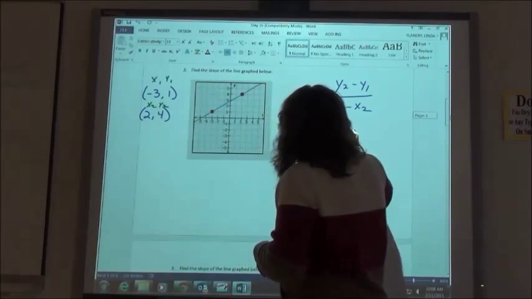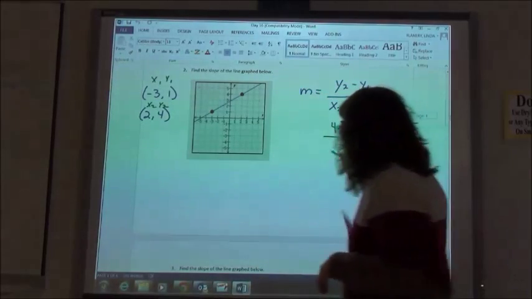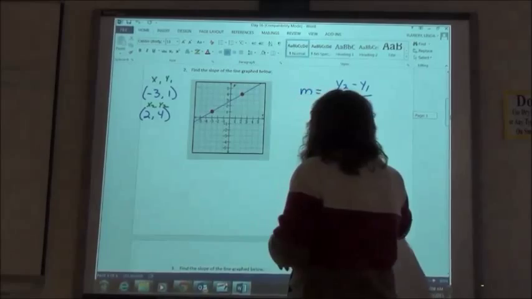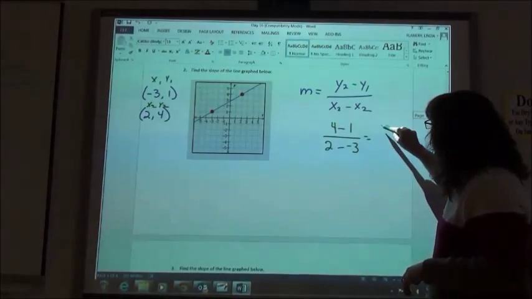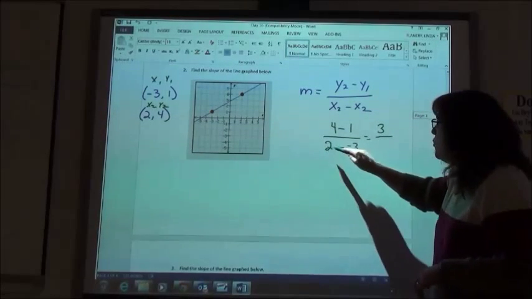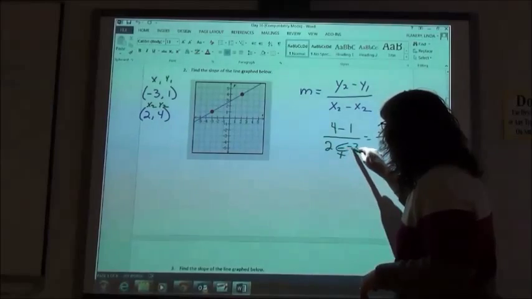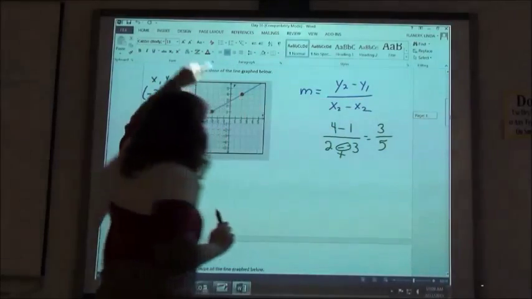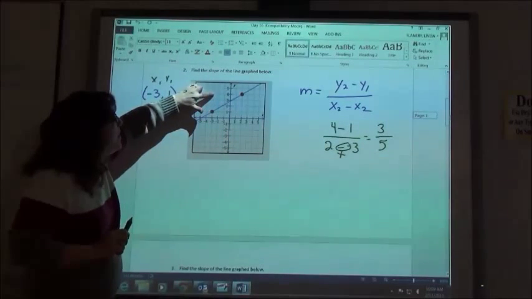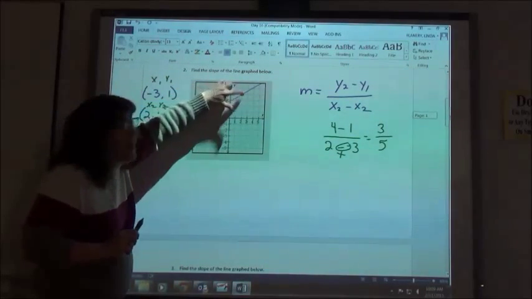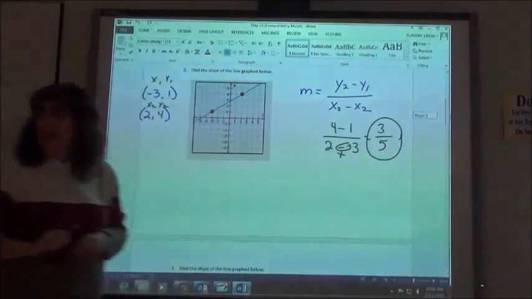So 4 minus 1 on top. And then on the bottom, 2 minus a negative 3. Exactly. So 4 minus 1 gives me 3. 2 minus a negative 3, 5. Because I have to change that to a plus. So then I check it and I say, okay, if I'm going from this point to this point, I went 1, 2, 3 up, and 1, 2, 3, 4, 5 over. 3/5. Can't simplify that. That's exactly what I did.